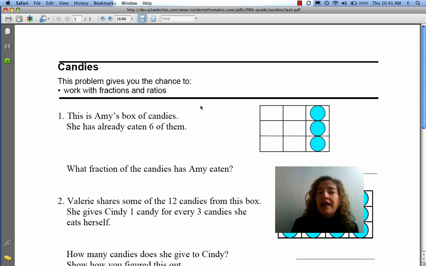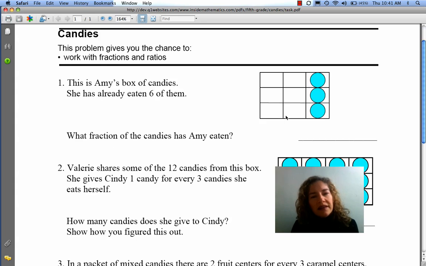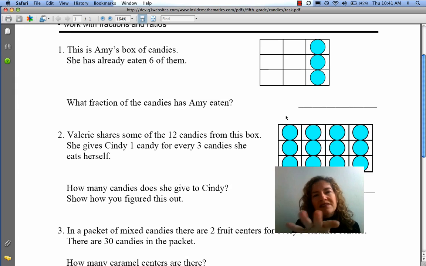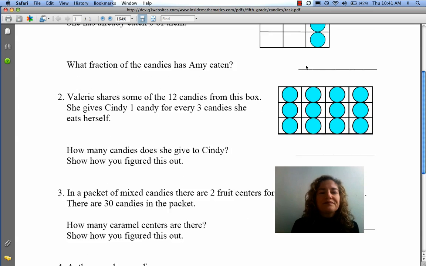So this is Amy's box of candies, she's already eaten 6 of them. What fraction of the candies has Amy eaten? Now, in some classrooms this might be, okay, she's eaten 2/3, done. Kids are successful, we can move on. But really, we need to understand, what do these columns represent? What do the rows represent? How do those link to the representation of this quantity and this part to whole relationship?